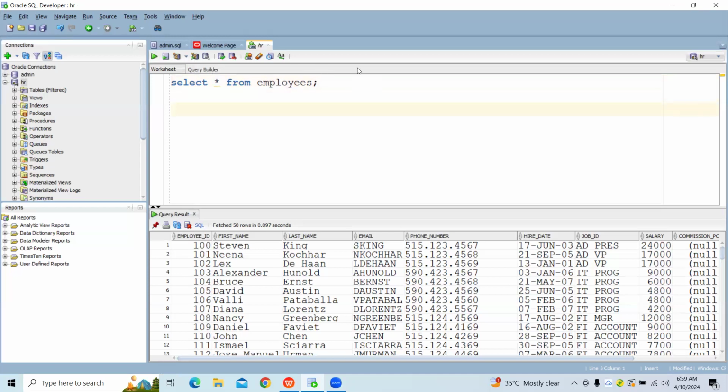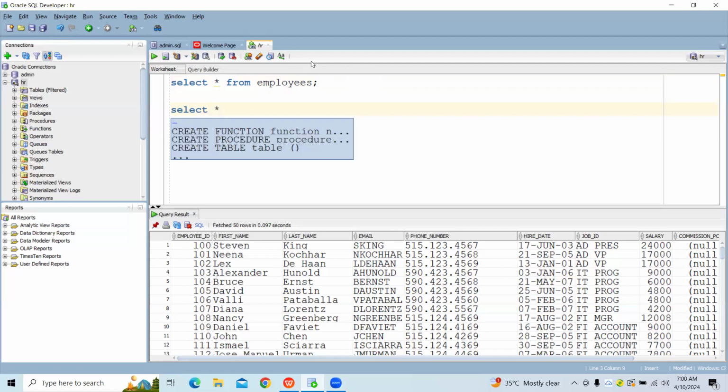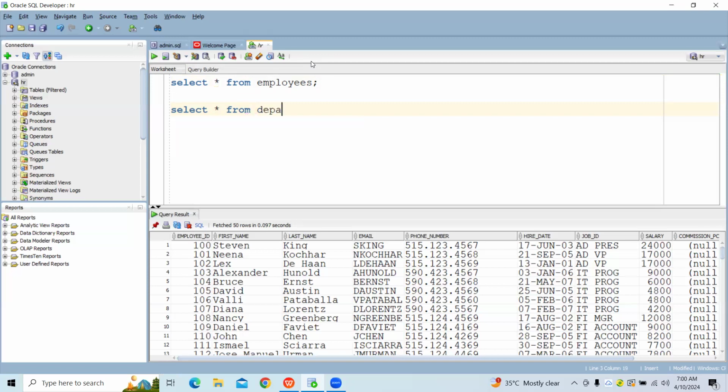Now, similarly, I want to retrieve data from a table called departments. For that, how do I write my query? I write my query starting with the select keyword. After the select keyword, I want to retrieve all the columns from the departments table. As I want all the columns, I have mentioned star. After star, I have mentioned the from clause. After the from clause, I mention the table name from which I want to retrieve the data, which is departments. I have mentioned the same and terminated the query with a semicolon.